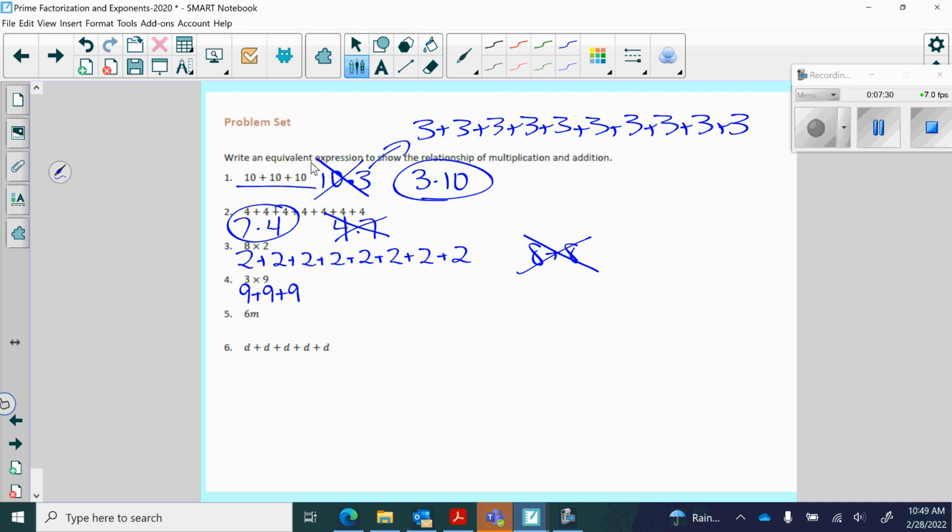Okay, we're going to stop there because I think you guys are getting the idea. That is the correct answer, right? Now, what happens when we throw a variable in? Does that change anything? No, it doesn't.